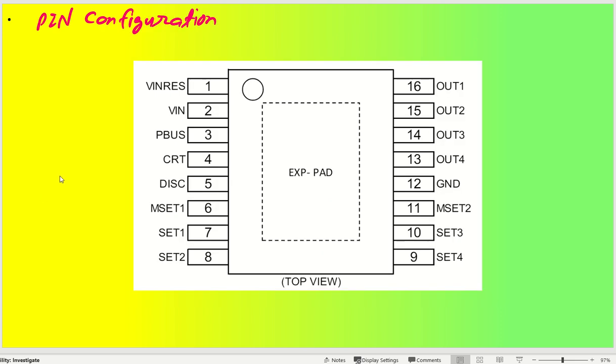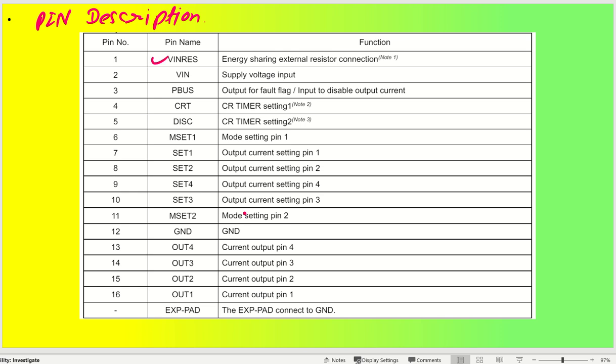So if we talk about the pin configuration, it is a 16 pin IC with one exposed pad as well. Okay, so as you can see, we have VINRS, a resistor, VIN, and PBUS and all these things. So we'll see the pin configuration here. VINRS is going to be the energy sharing external resistor connection. Then this is your supply voltage input, and PBUS is going to be your output for fault flag or input to disable output current. Okay. Then this is the CR timer setting, the CR timer setting for CRT and DISK. Both are there. So this will have one capacitor and this will have one resistor connected to it.